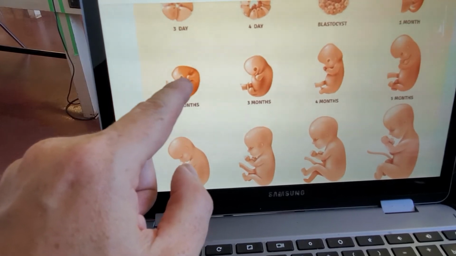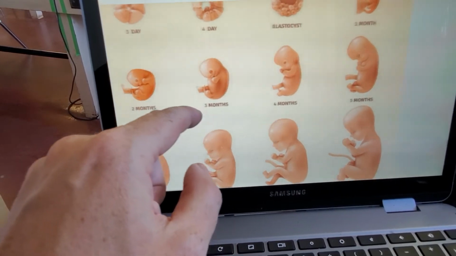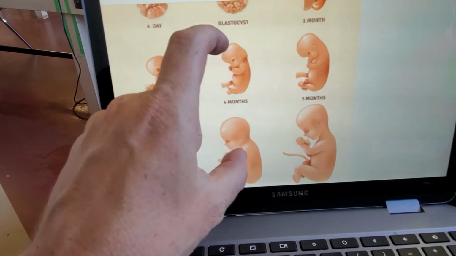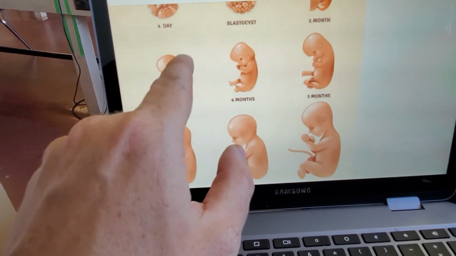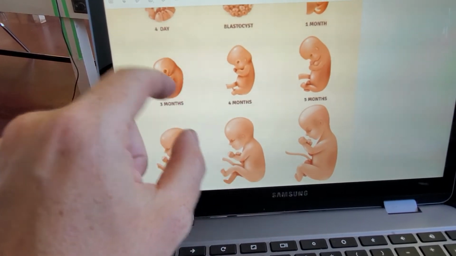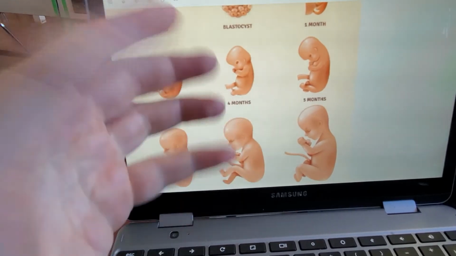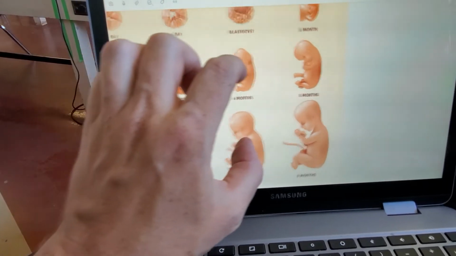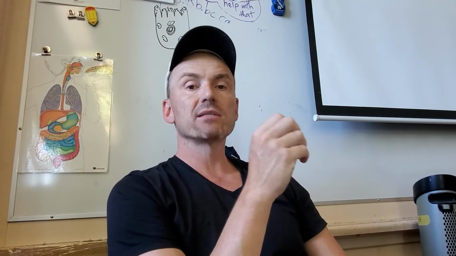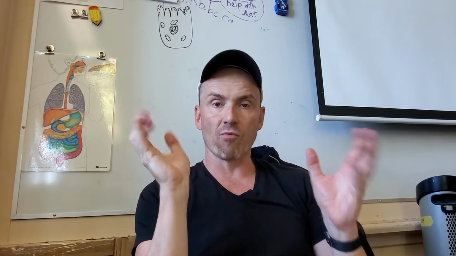After 2 months, still a kind of weird fishy thing. 3 months, not much going on visibly, but the spinal cord and stuff have formed, and the organs have formed. This is like a milestone, 3 months. You made it 3 months. Usually people don't announce that they're pregnant until 3 months, because in that first trimester is when all the things can go wrong, and you lose the baby.